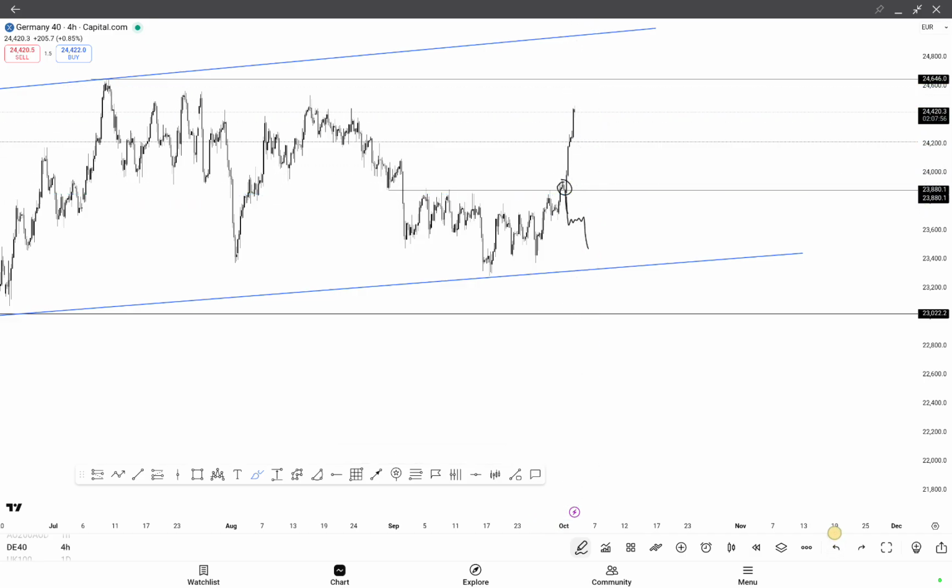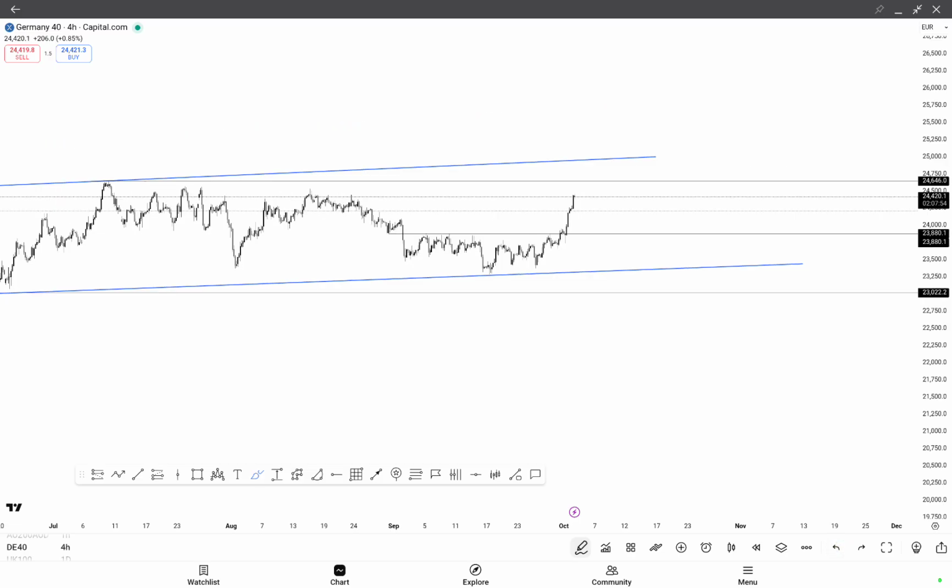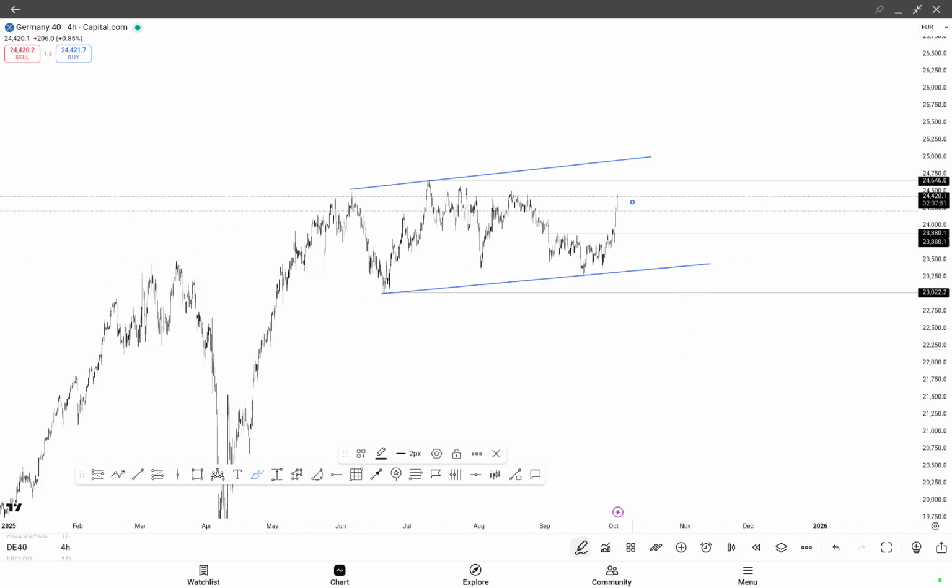So with that aggression in mind, we could still be looking for continuation. But as I said with the US 30 as well, we could see some messier price action. So we have to be conscious of that.